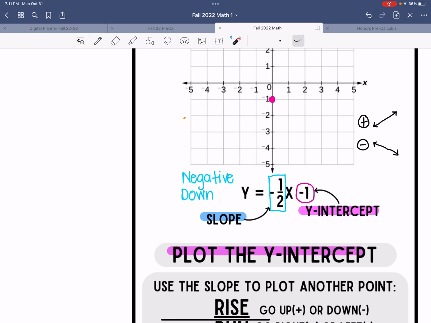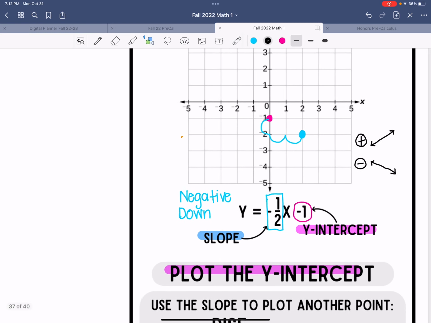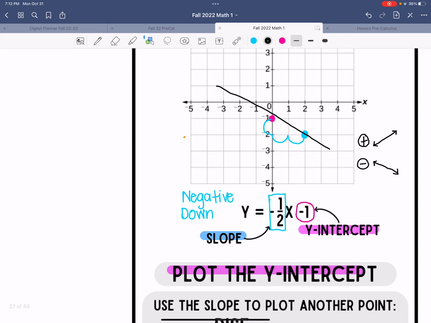From this point, you're not going to go back to the origin. That's the one mistake a lot of students make: they go back to the origin. We don't want to do this. From the point that you just made, you're going to go down. Why am I going to go down? Well, I'm going to count my spaces: down 1 and then right 2. That's going to land me here. All I have to do at that point is connect my 2 points. And from there, I have my slope.